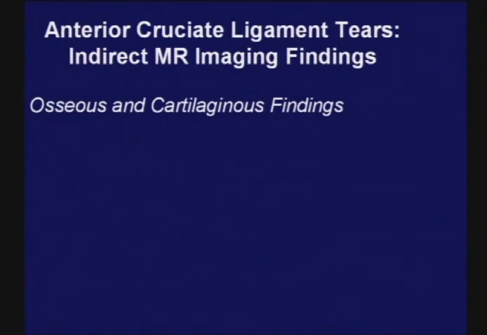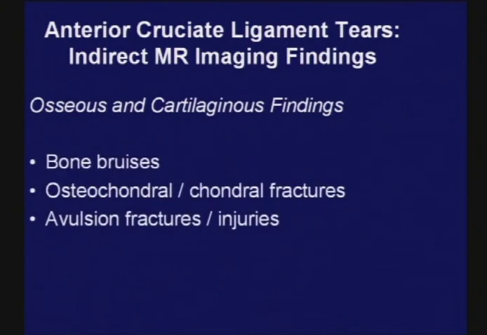There are a number of osseous and cartilaginous findings. They've been touched upon at various times during this course. I'm going to go through some of this fairly rapidly. These take the form of bone bruises, osteochondral and chondral fractures, and avulsion fractures, of which I will emphasize three.